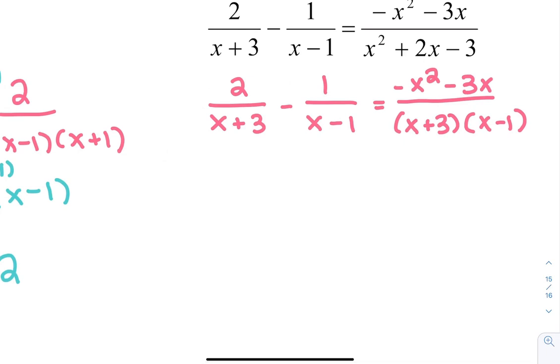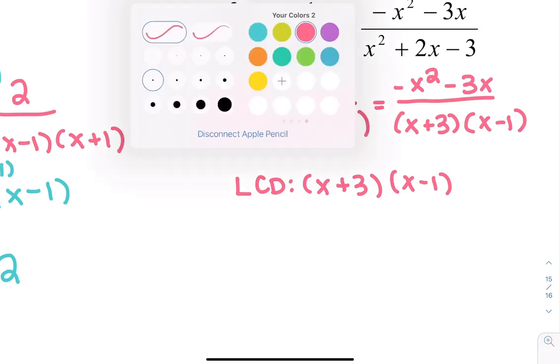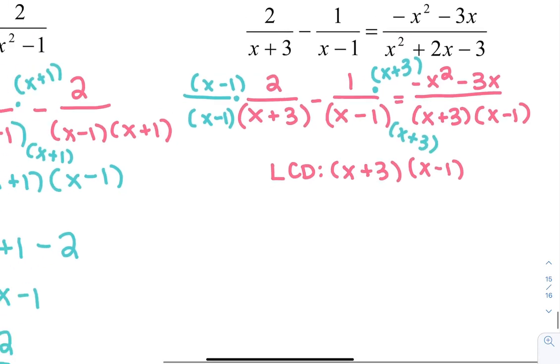So our LCD, we know we need an x plus 3 in there. We know we need an x minus 1 in there. And our last fraction has everything covered. Now I'm going to write it so that it has a common denominator. This first fraction is missing out on the x minus 1, so I'll give that to him. Second fraction is missing out on an x plus 3, so he gets that one. Last fraction already has everything.